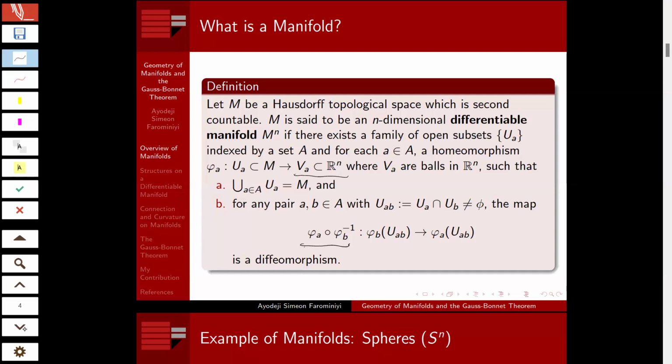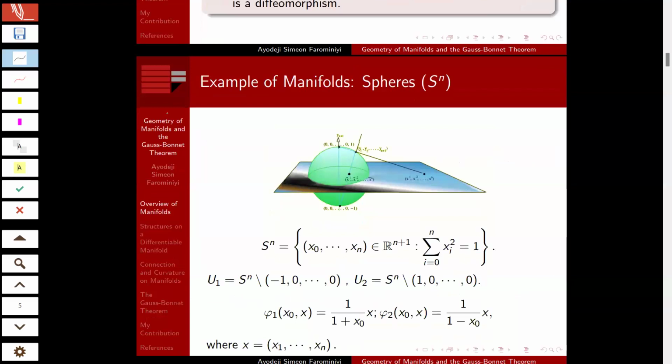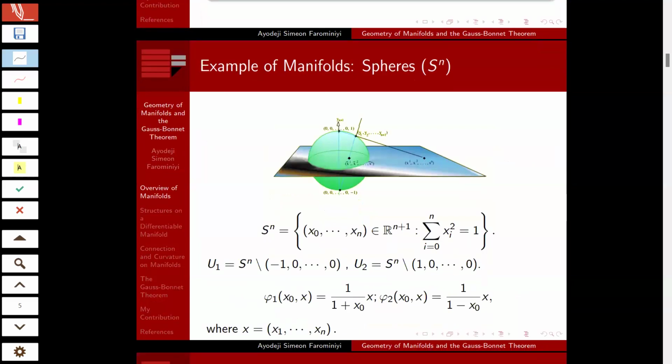But the concrete example that we are going to give here is that of a sphere, because it is the main object that we're going to base our talk on today. So a sphere Sn is the set of all points in Rn+1 that satisfy this property: the summation of the squares of the components gives us 1. This is Sn, and it is embedded in Rn+1.